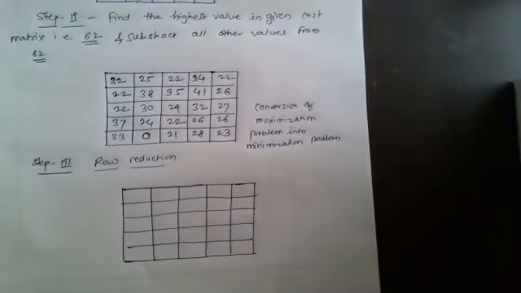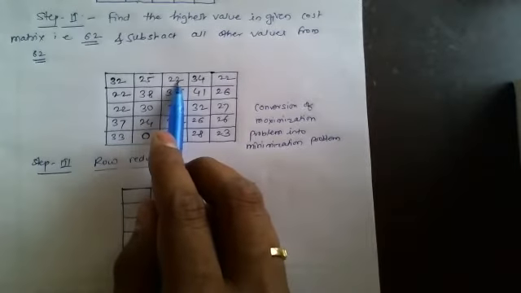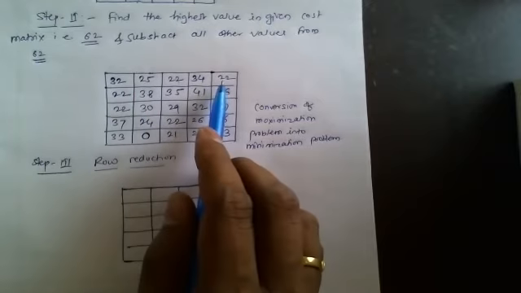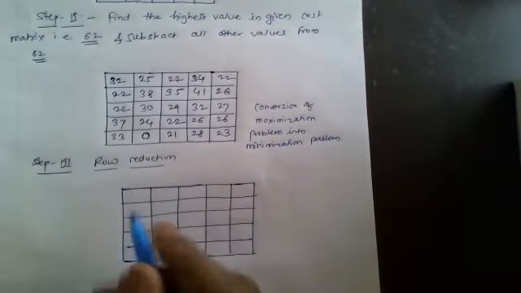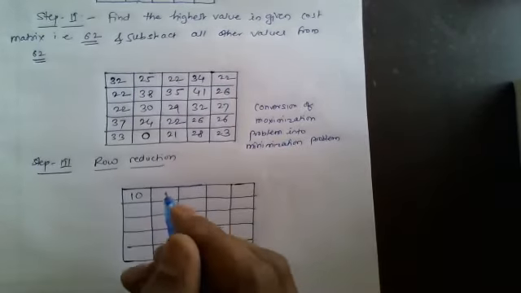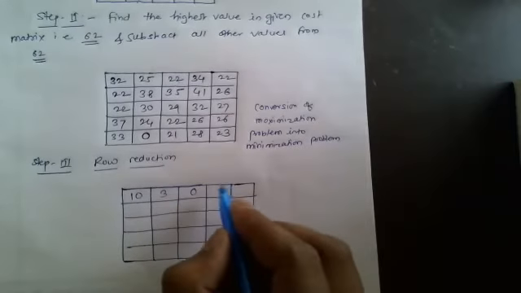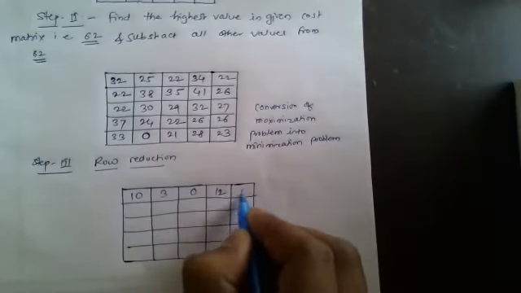What is row reduction? We have to select the minimum value from each row and subtract that value from that particular row. So in the first row, the minimum value is 22. I will subtract this 22 from the complete row. So 32 minus 22 will give 10. 25 minus 22 will become 3. 22 minus 22 is 0. Again here will be 12 and here again 0.